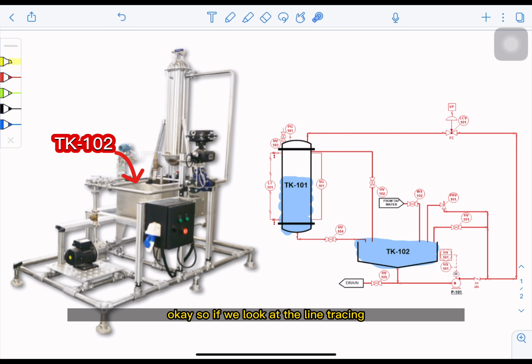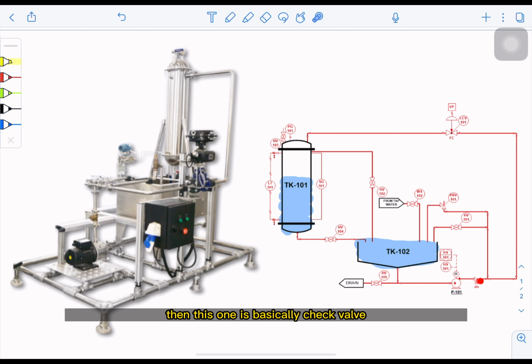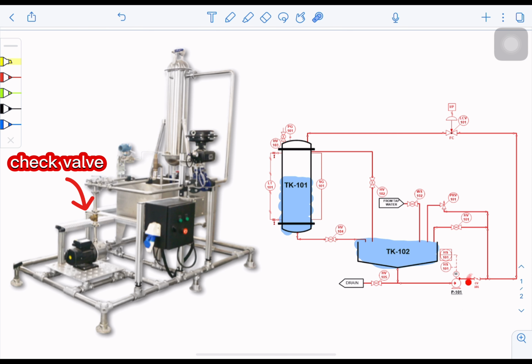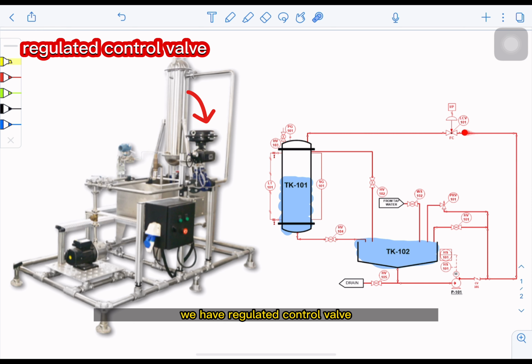Okay, so if we look at the line tracing, we have P101. So this one is P101. Then this one is basically a check valve. Okay, this one is a check valve. And then if we go through this line, we have a regulated control valve.